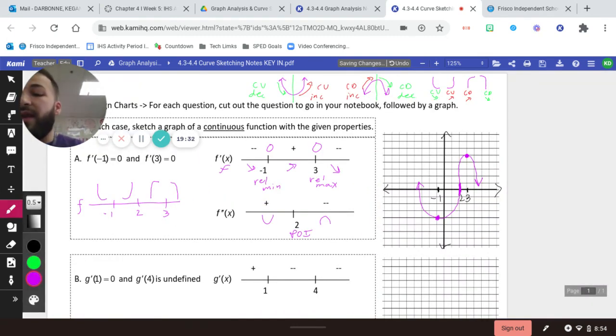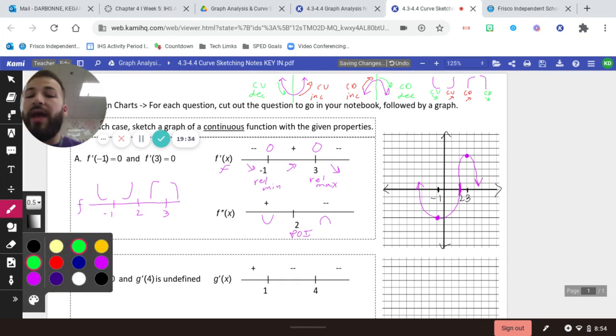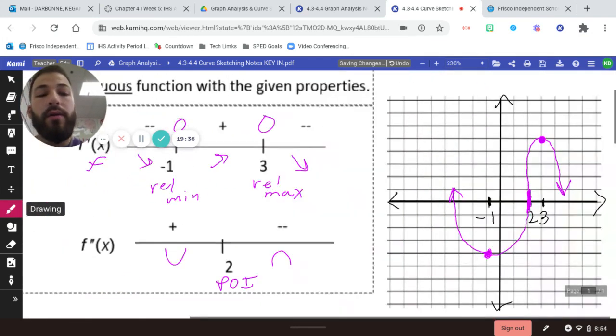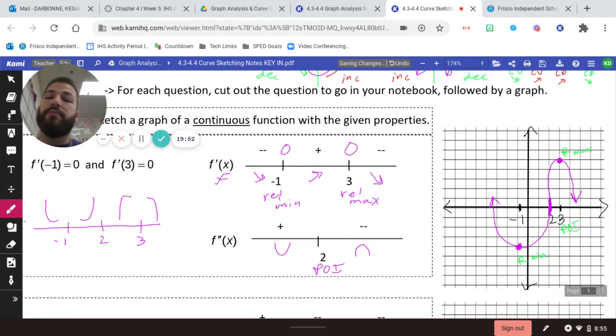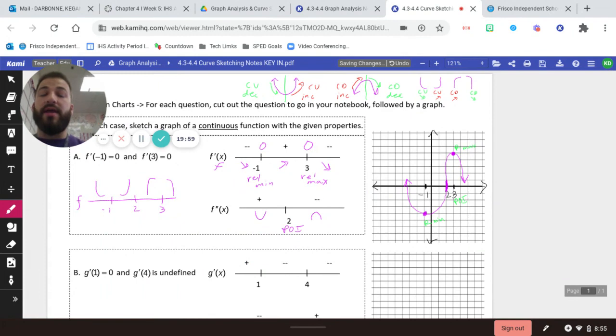If you want to make it a little extra clear, you can add on here some labels. So Rmax, Rmin, point of inflection, just to make it a little more clear, if you're not super trusting in your artist skills like I'm not. All right, go ahead and pause me, and then you can unpause me here in a bit, and I'll have the rest of them filled in for you, okay?